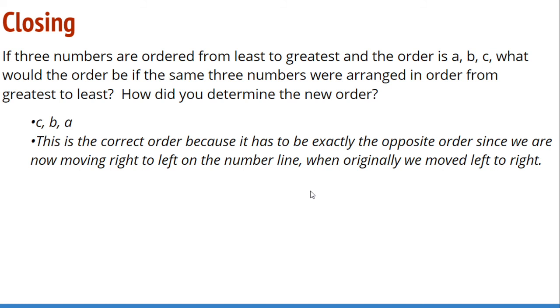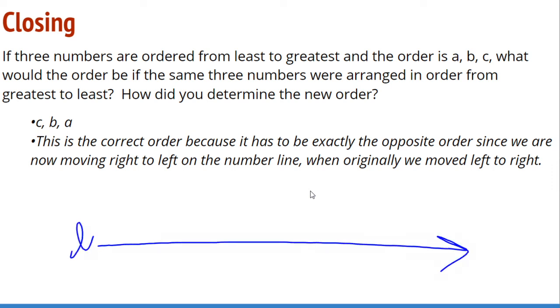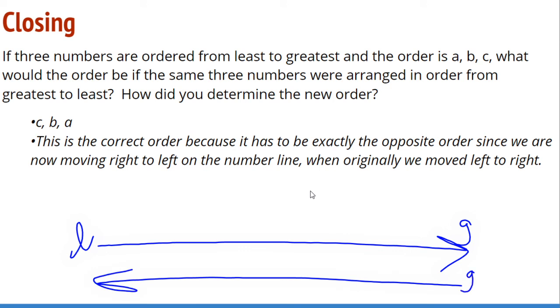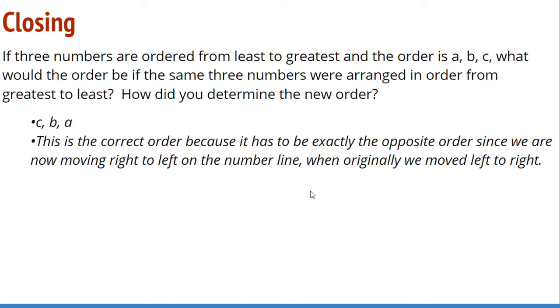So we had C, B, and A, and this is the correct order because it has to be exactly the opposite order, since we're now moving from right to left on the number line when originally we moved left to right. So we were going least to greatest, but all of a sudden we were going greatest to least, so we're going the other direction, so we have to change the order to make it exactly the opposite, which means that lucky B in the middle, well, it didn't have to do anything.